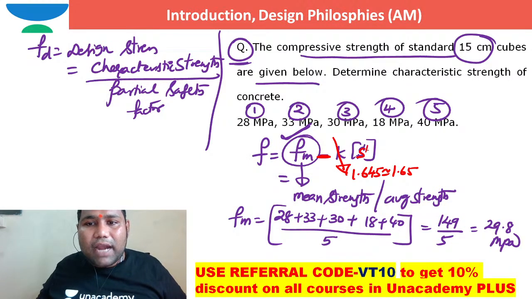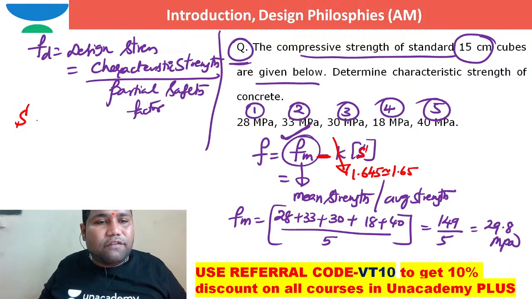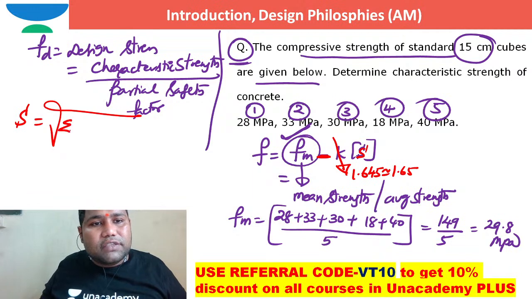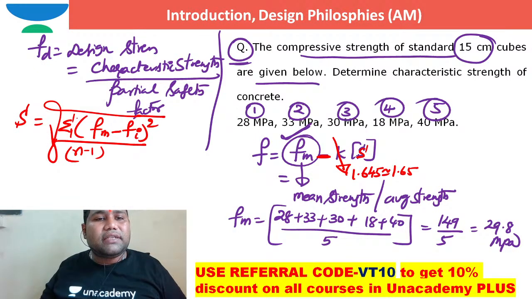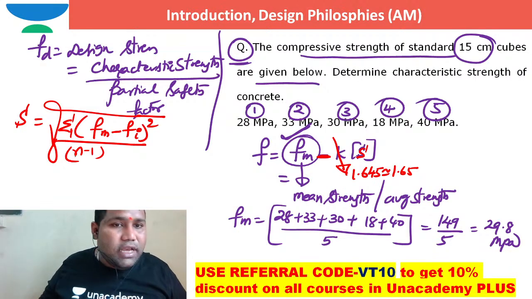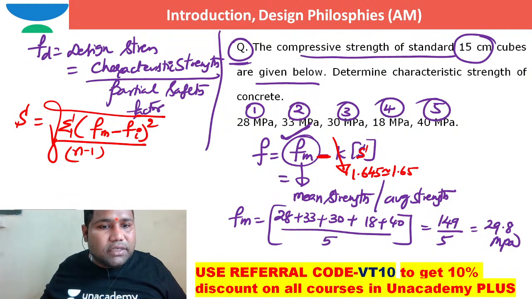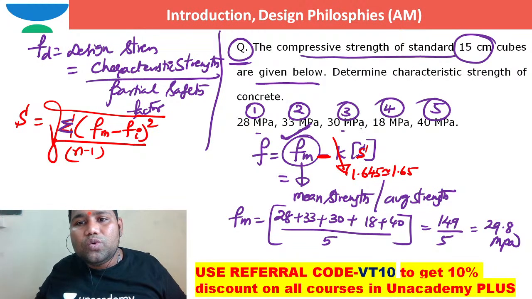And how to find out the standard deviation for these observations? The standard deviation I can write as the square root of the summation of the mean strength minus the strength of the ith sample, squared, divided by n minus 1. This is how I can work it out. And coming to sigma, it is summation, right? Everybody knows that. Coming to this summation, tell me how many observations are there. The observations are 1, 2, 3, 4, 5.